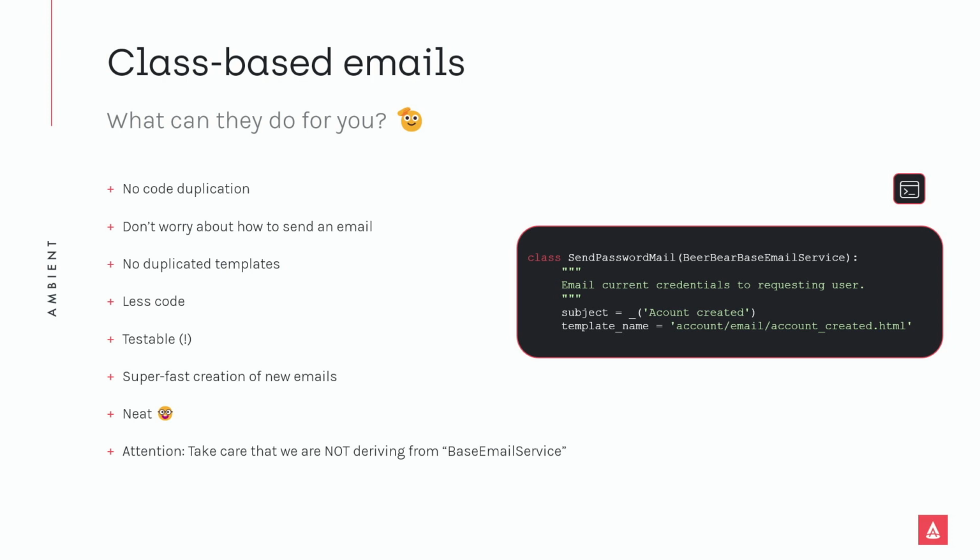It's very neat. And the thing you need to take care of is that here we don't have a plain base email service, but in my case it's the Beer Bear Incorporated base email service. So all the stuff that you have to have for your project, the variables for your base template, some customizations for logging or internationalization would go into this base class. So you would extend the base class and put the stuff there. You still have to do it one time per project, but not one time per email you're creating.